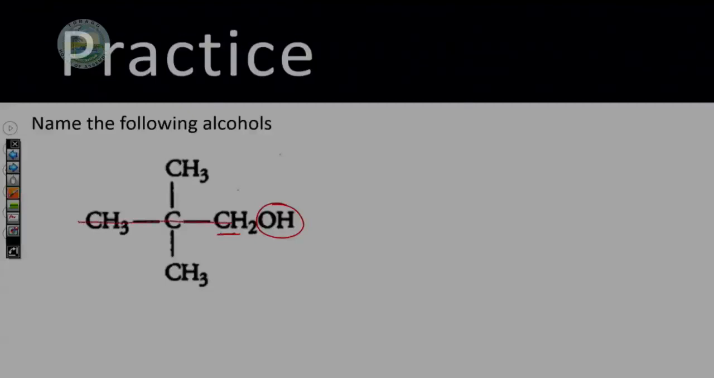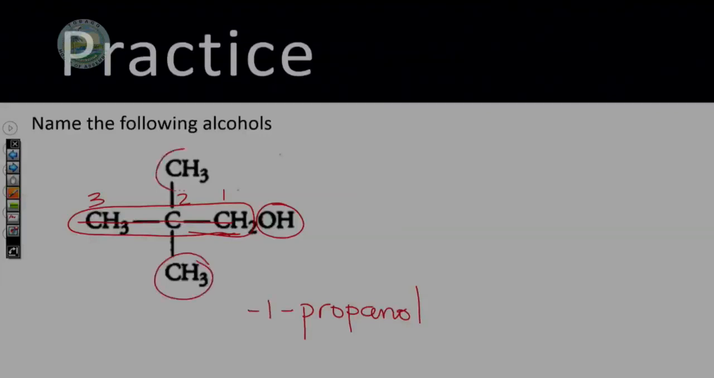1, 2, 3. All right. So we have our longest chain being right here. So it's 1, 2, and 3. We found out that our OH group is found on the 1 carbon, so we know 3 carbons is referred to as propanol. And it being propanol, our OH group is found on the first carbon, and we have some groups here present.